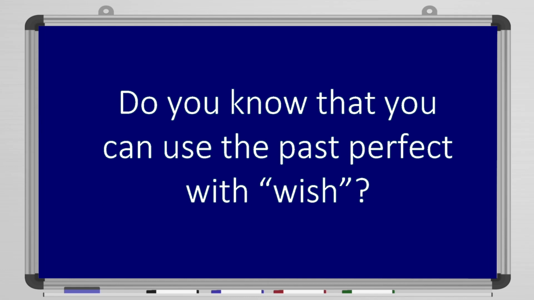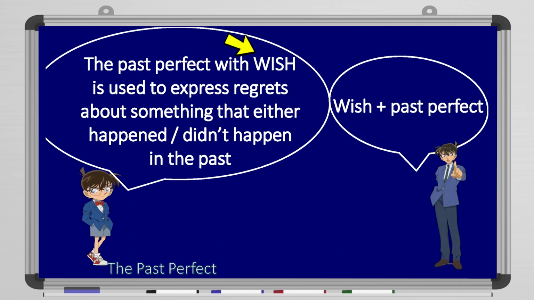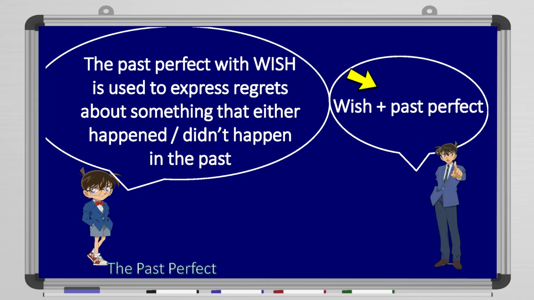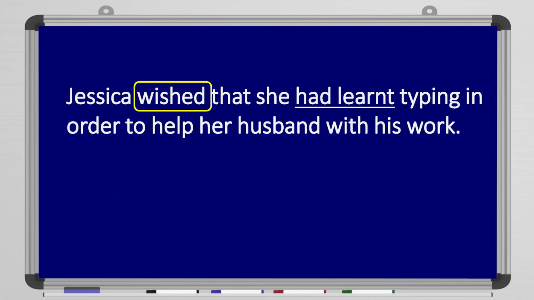Now, do you know that you can use the past perfect with wish? What do you think? Do you know this information or not? Let's look at it. Yes, you can use it with wish because we're expressing regrets about something that either happened or didn't happen in the past. If we decide to use it with wish, the rule is as follows: wish plus past perfect. And wish is always in the past tense.